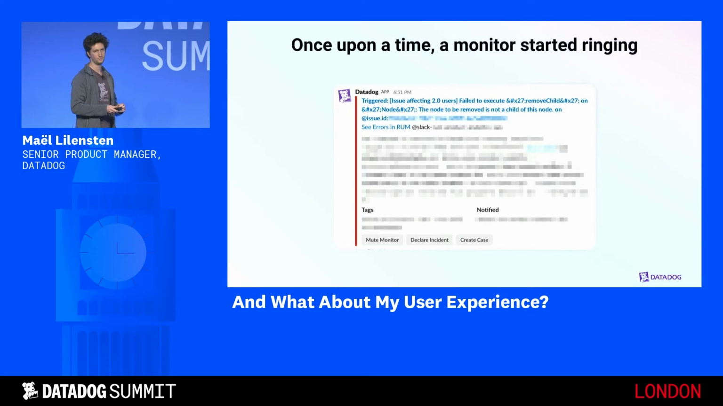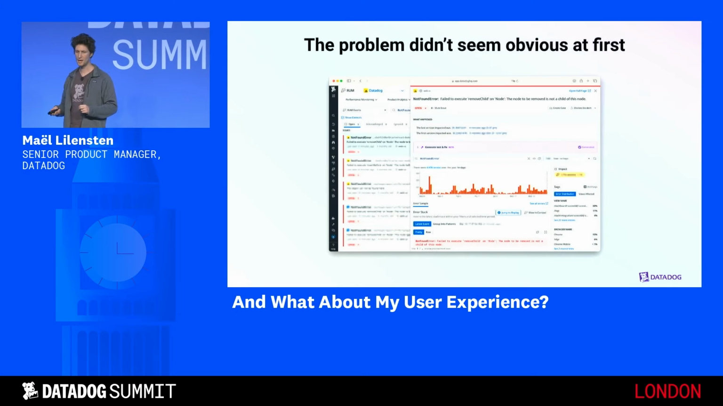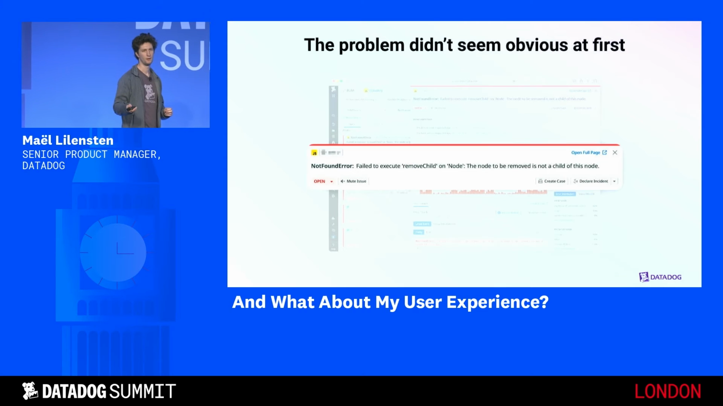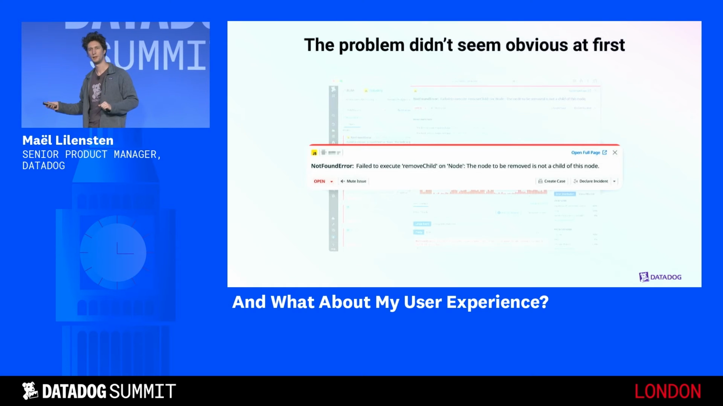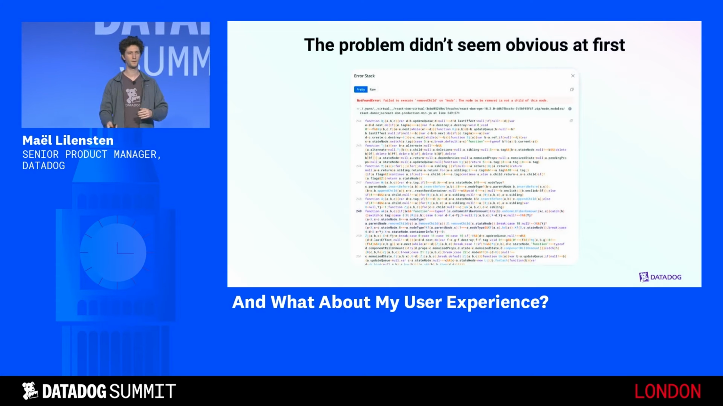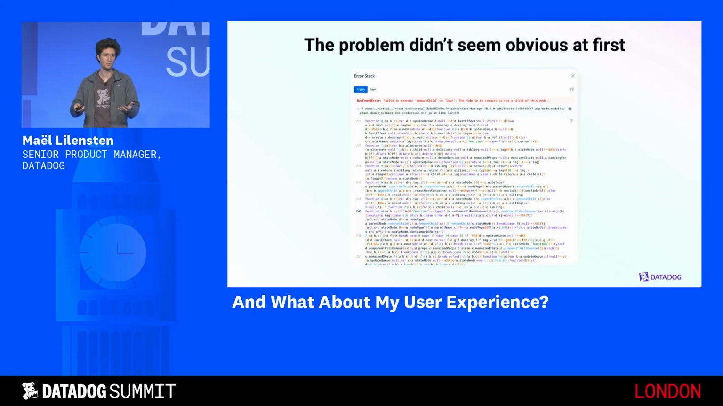A couple of weeks ago, monitors started ringing and posting notifications in our Slack channels. At first, looking at the errors that were happening, it didn't seem like an obvious case. The error message that we were getting: failed to execute removeChild on Node, and so on. And the stack trace seemed to be pointing at a problem in React and the way the framework handled components in the DOM. But looking at our code base, we tried to replicate the issue. We couldn't do it. It was not an obvious case. And since the amount of errors was pretty low, we decided to pause the investigation at this stage and wait for more data to come in.